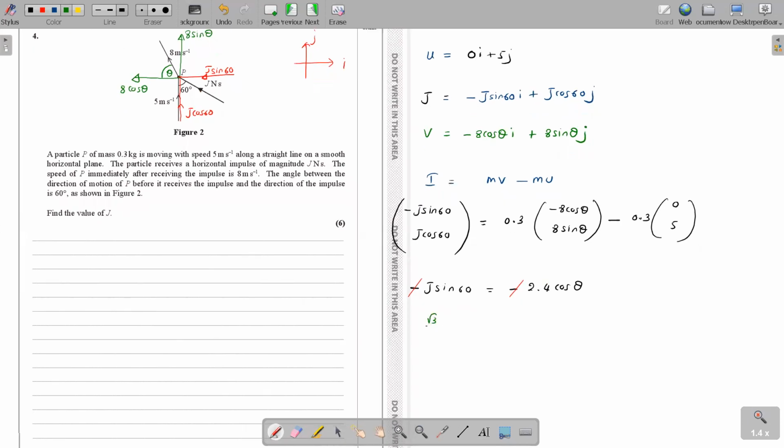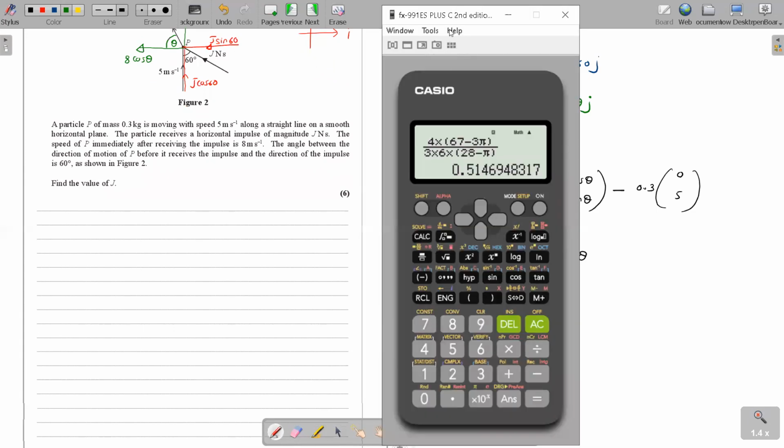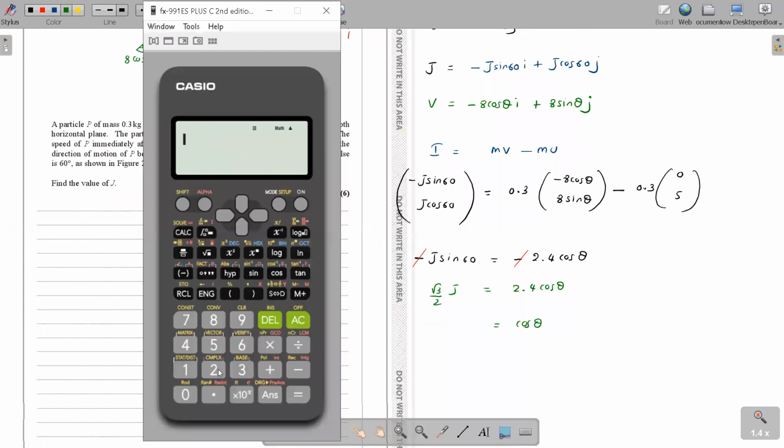You guys need to talk with me. Children, move the 2.4 to the other side, make cos theta the subject here. Root 3 over 2 divided by 2.4. How much is it? So here you have root 3 over 2 multiplied by 2.4. The 2.4 goes down, so you get 5 root 3 over 24.